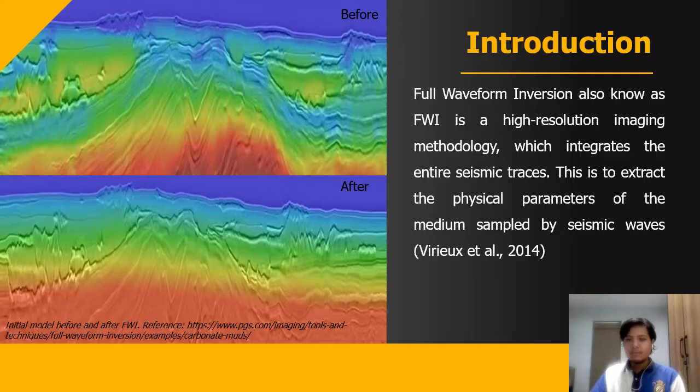Now, full waveform inversion, also known as FWI, is a high resolution imaging methodology which integrates the entire seismic trace. This is to extract the physical parameters of the medium sampled by the seismic wave. If you can see here on the left side, we have two figures, which are before full waveform inversion and after full waveform inversion. I will be explaining more on this in my presentation.